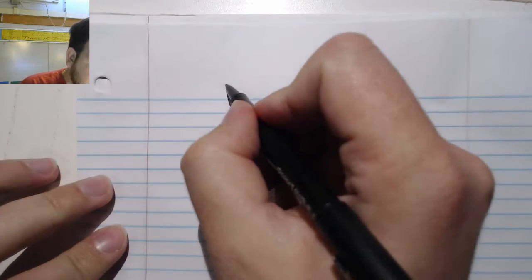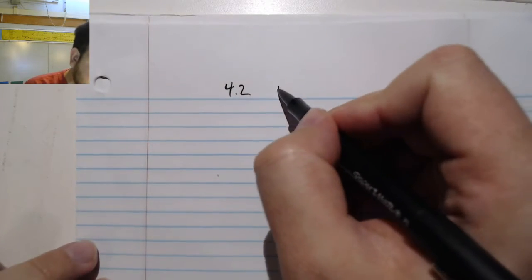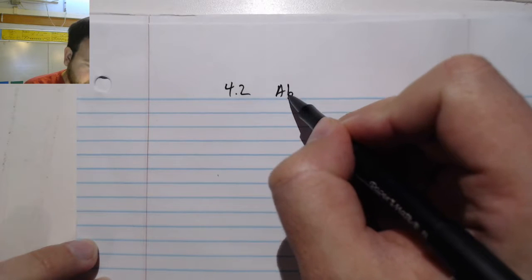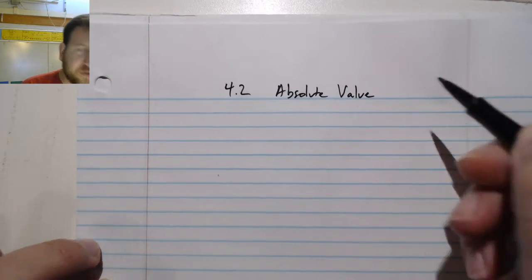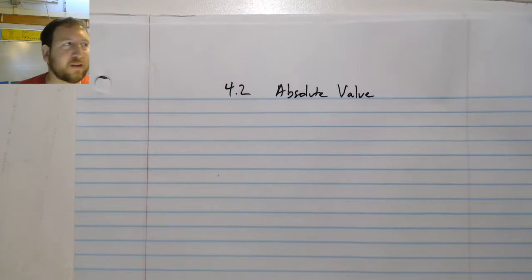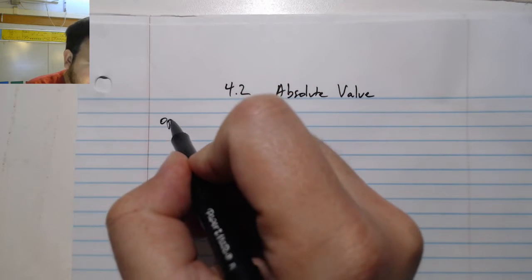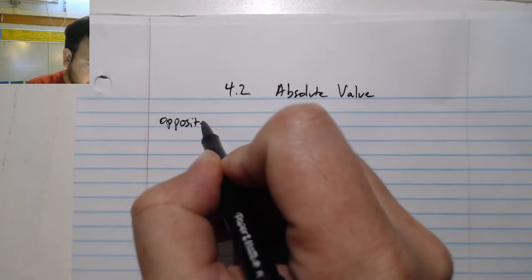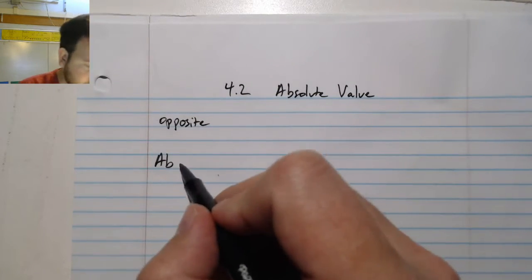All right, welcome back. We are going to talk about section 4.2. And our main topic here is absolute value. Now, absolute value is a pretty simple concept and it's not that tricky, so I think we'll get it pretty quick. But we have two new terms that we're going to talk about. The first one is the opposite, and the second is, of course, absolute value.